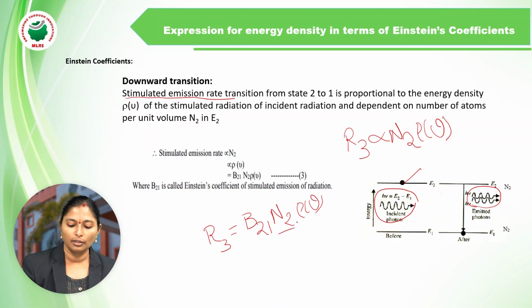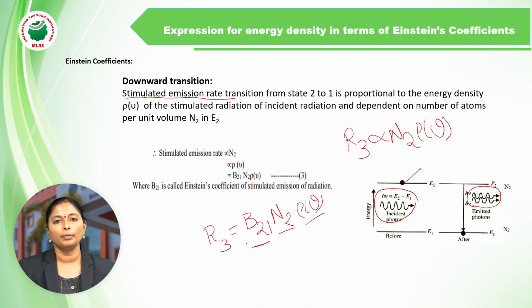N2 is the number of atoms in excited state, rho is the energy density, and what is B21? B21 is called the Einstein coefficient of the stimulated emission process. Okay, 2-1, here also 2-1. That's why it is a downward transition. So if you observe the three rates, I will write here the 3 rates.